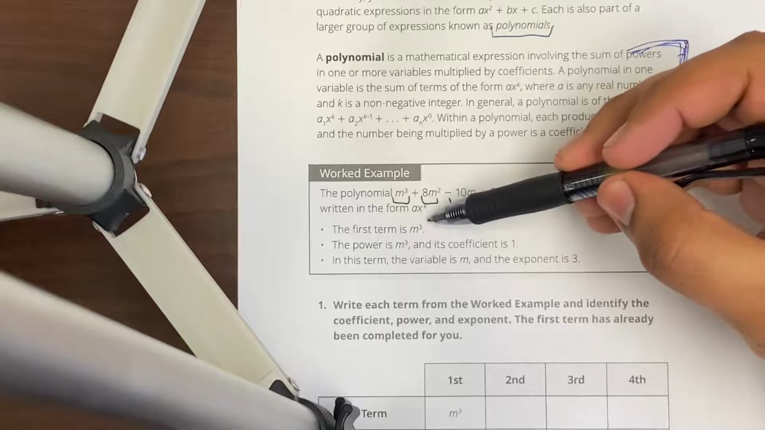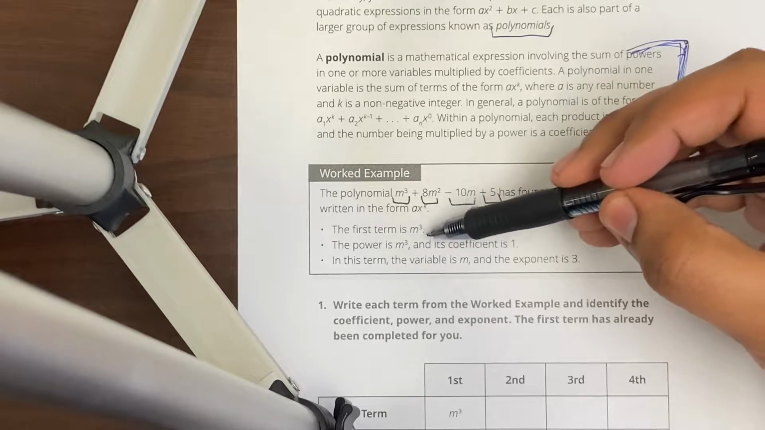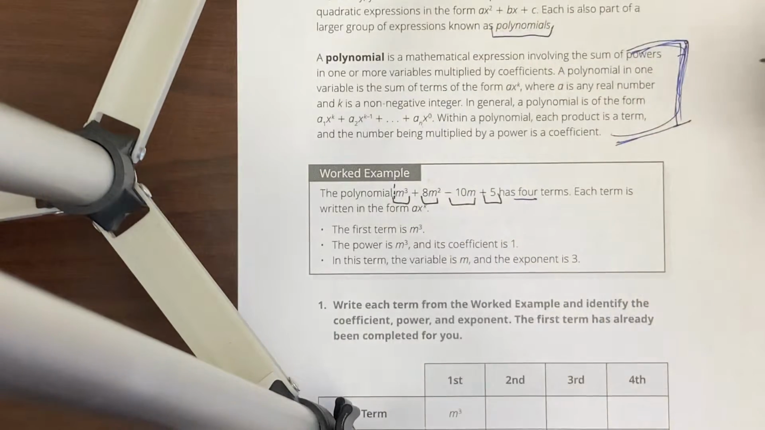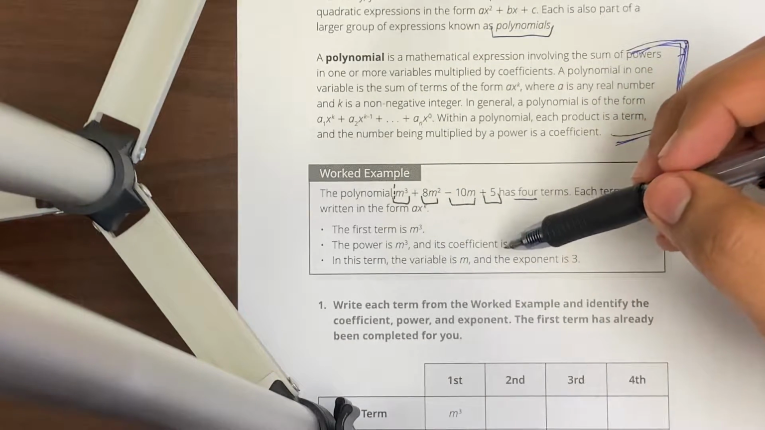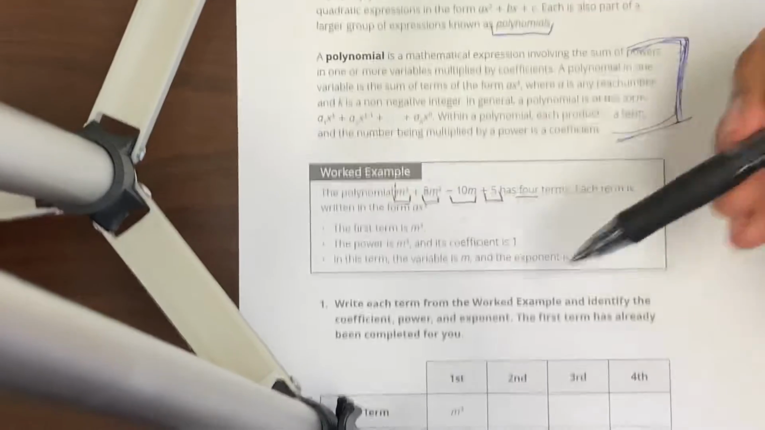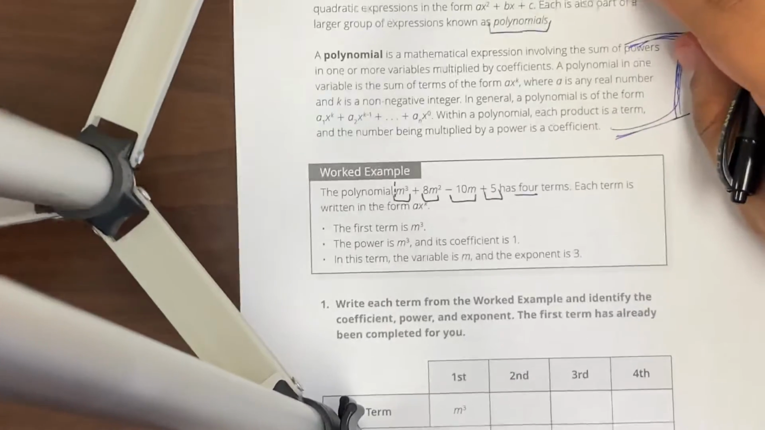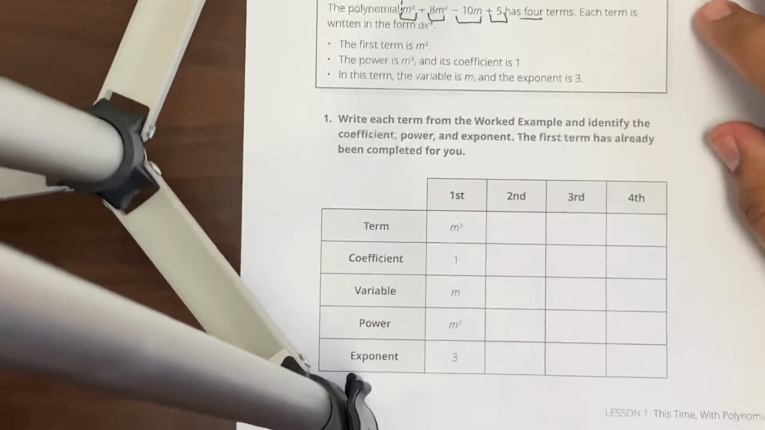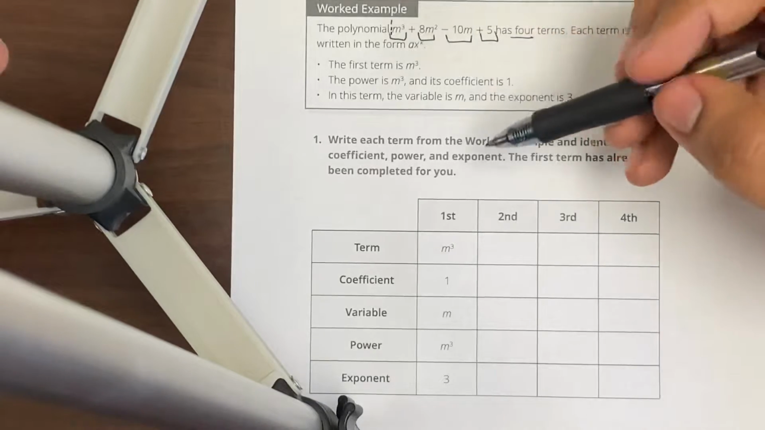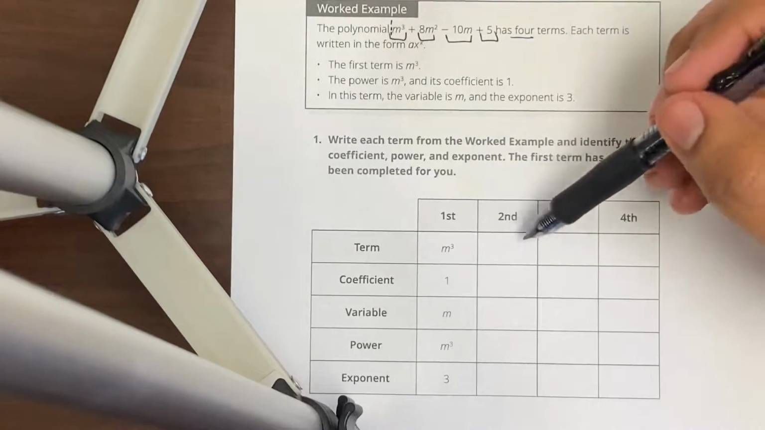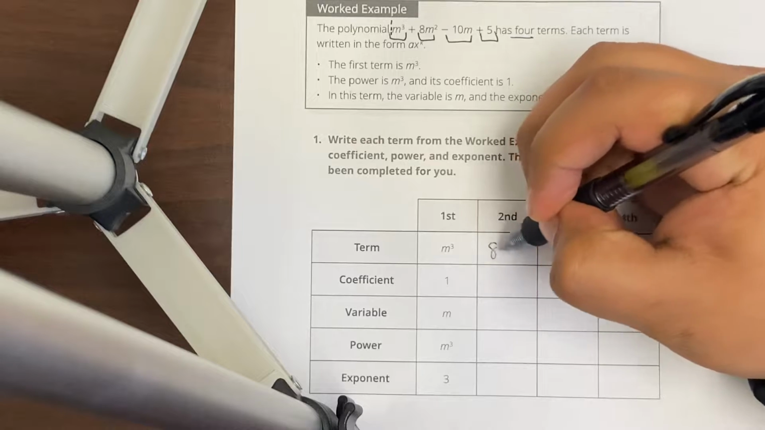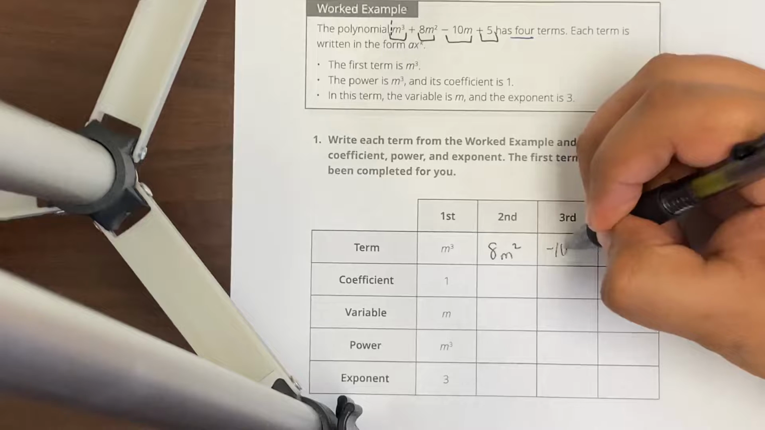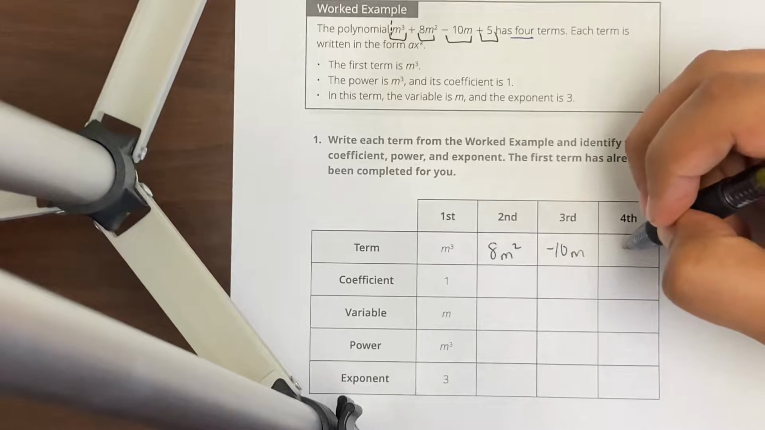The first term is m to the power of 3. The power is m to 3 and its coefficient is 1. Don't forget, there's an imaginary 1 right there. In this term, the variable is m and the exponent is 3. We're just breaking it down now, okay? Looking at this, since our first term is m to the 3, our second term is 8m squared. Our third term is negative 10m, and our fourth term is 5.